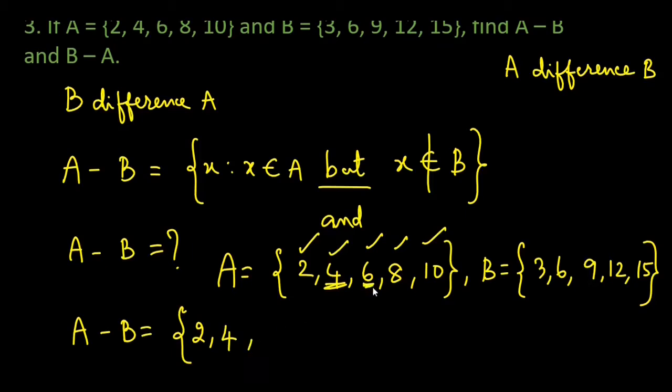Now 6. 6 is there in A, but 6 is also there in B. So we should not take 6. Then 8. 8 is there in A, but not in B. So we can take 8. Then 10. 10 is there in A, but it is not there in B. So we can take 10 also. So take all the elements in A and cancel out the elements that are in B. So that is A minus B.